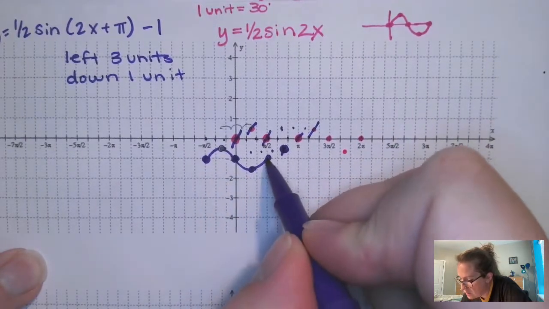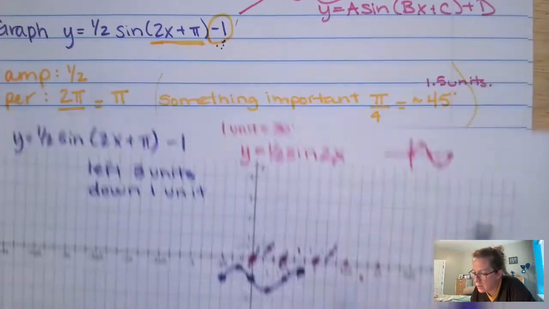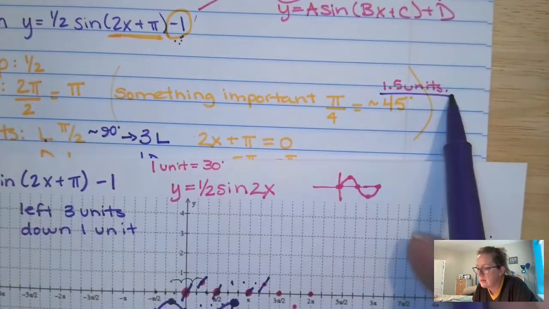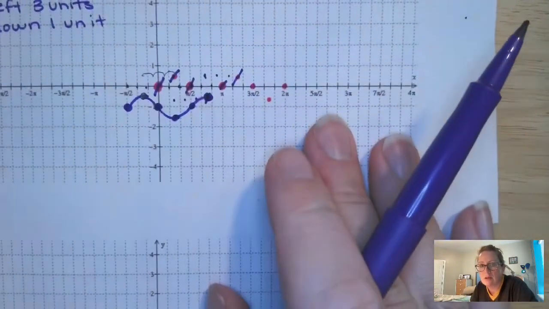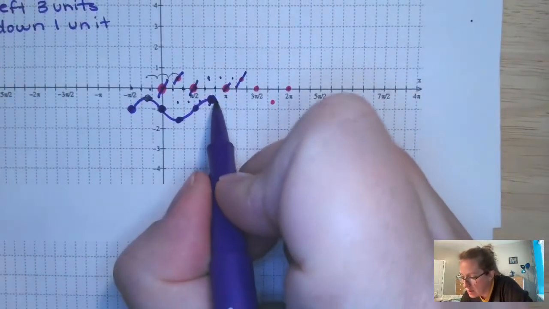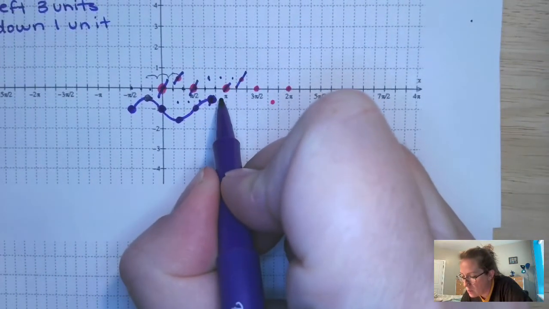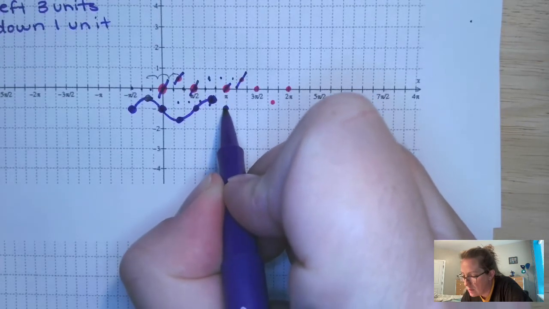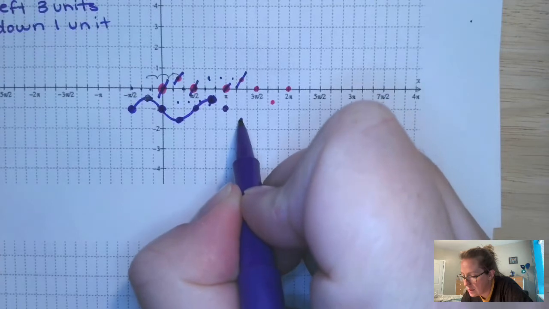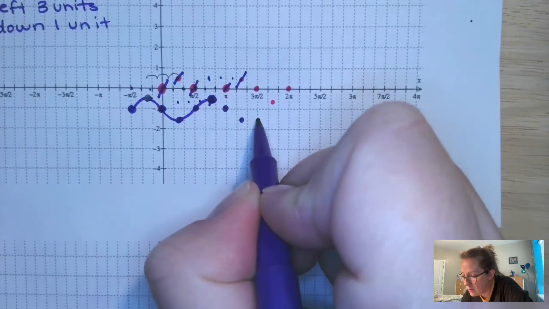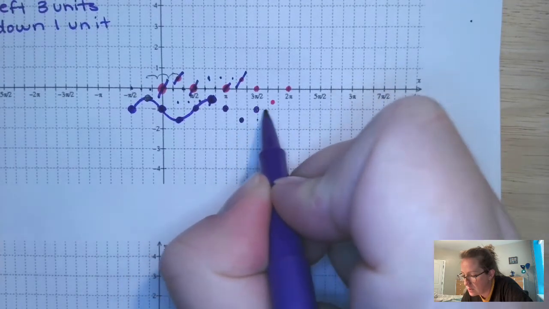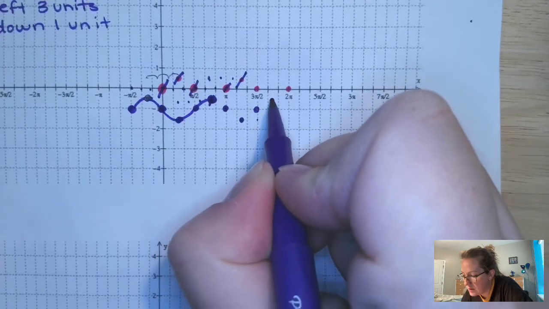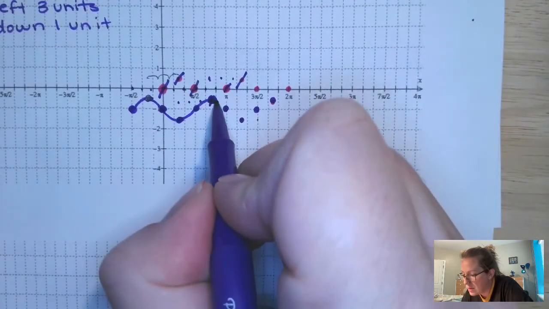We can keep moving those points, or we know something important happens every 1.5 units. So to make this a little bit easier, it's in the middle. So let's go half, 1 unit, and then we're going to go 1.5 units, and our amplitude. Half, 1.5 units, amplitude. 1.5 units, amplitude. And it just keeps going.